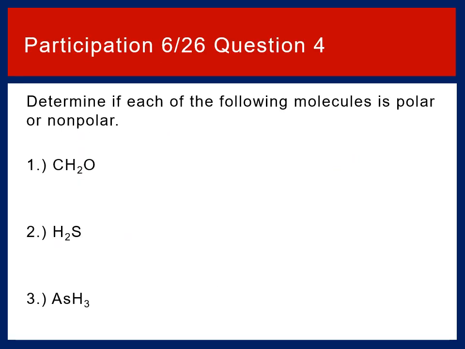Participation 626, question 4. Determine if each of the following molecules is polar or non-polar: CH2O, H2S, and AsH3. This is the 4th question on participation 626, due Friday, June 26th at 11:59 p.m. over on Blackboard. The link to the assignment is right below the links to these videos. Again, determine if each of the following molecules is polar or non-polar: CH2O, H2S, and AsH3. You might recognize these molecules from somewhere else. You can use them for insight you've already gained.